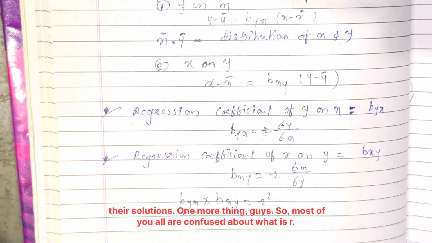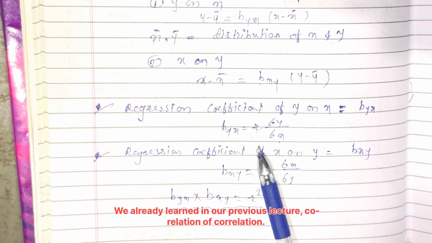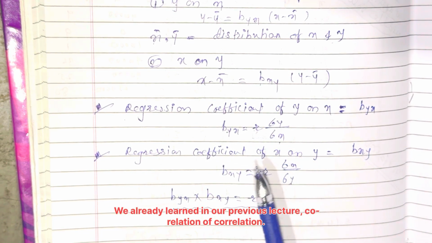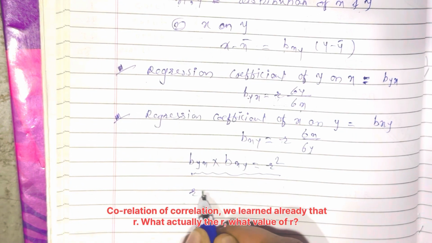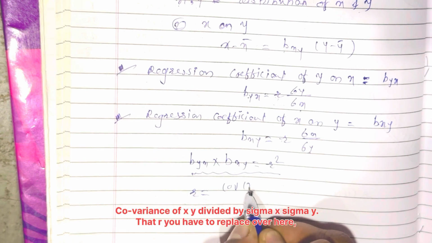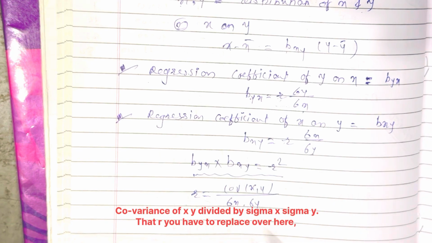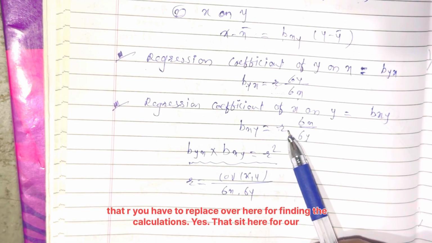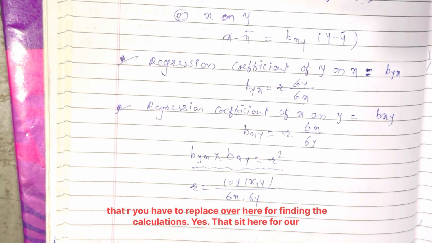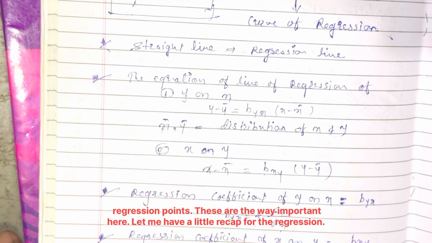One more thing, guys. Most of you are confused about what R is. R we already learned in our previous lecture: the coefficient of correlation. What is the value of R? Covariance of xy divided by sigma x sigma y. That R you have to replace over here for finding the calculations. That's it for our regression points. These are very important.